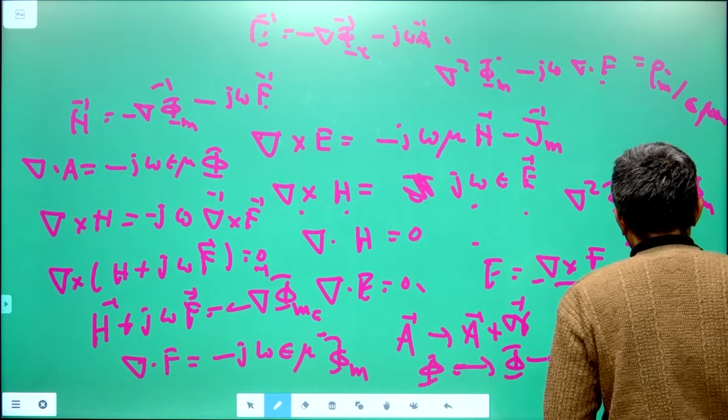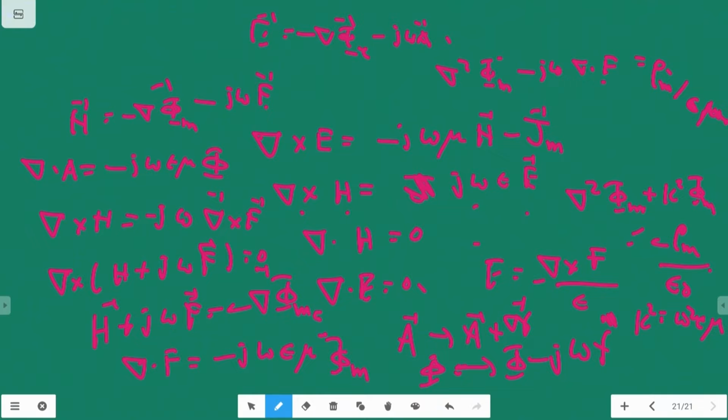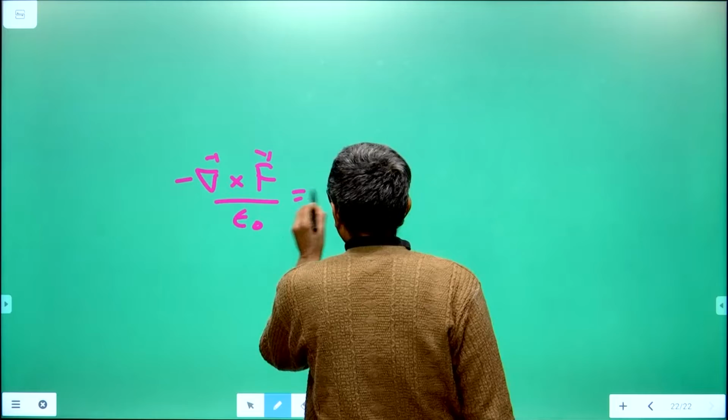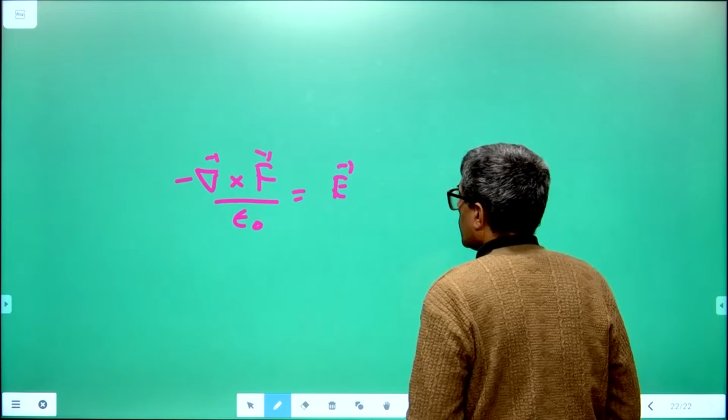Likewise, if you apply the gauge condition, if you substitute for F into the second equation, if you put del cross F by epsilon naught equal to E, and you take into account, of course, here you are not taking into account.